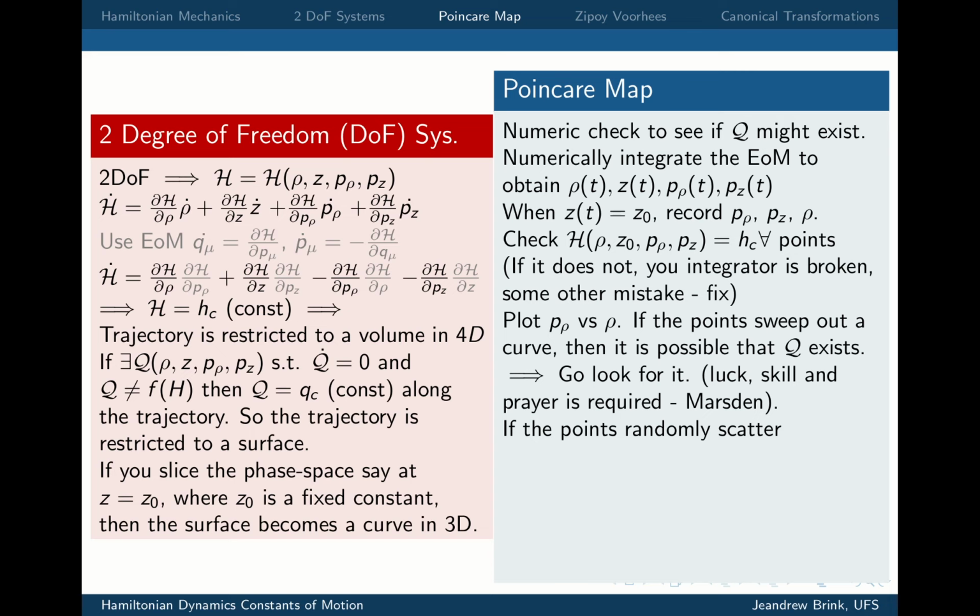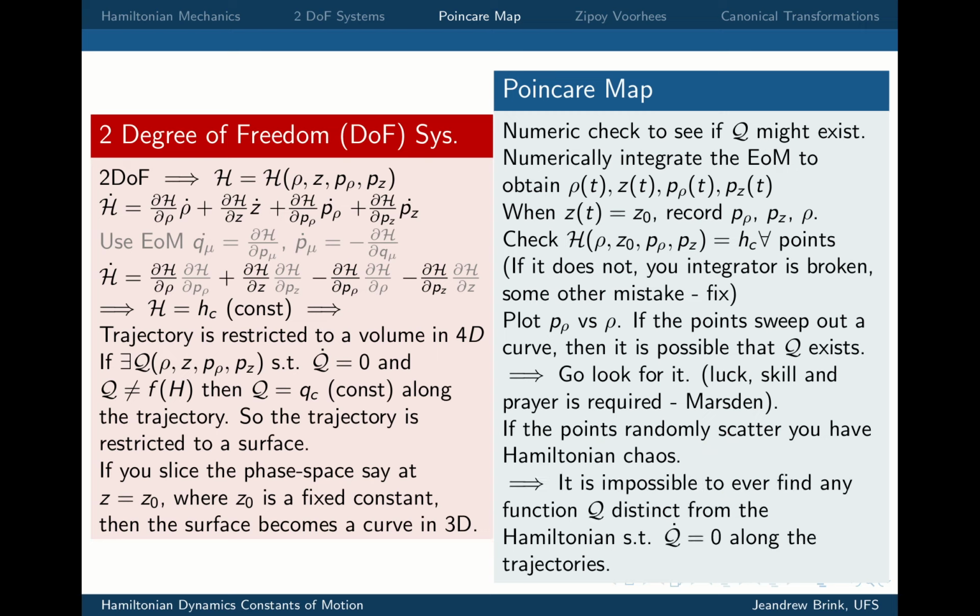That means if you've done numerics correctly, and it's worthwhile checking first of all that you've actually done that, because they'll scatter randomly also if you've made a sign mistake in one of your equations. Okay, so if you've done the numerics correctly and the points scatter randomly, then you know basically you have Hamiltonian chaos. You also know that it is impossible to ever find a function q distinct from the Hamiltonian such that q dot is equal to 0 along the trajectories.